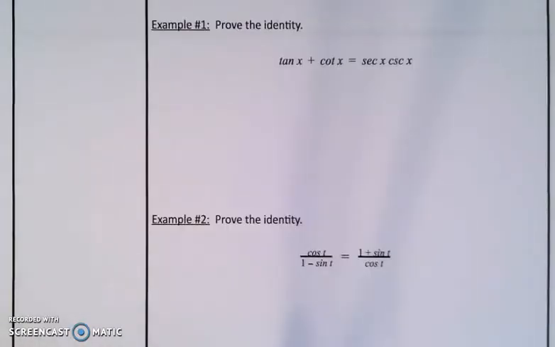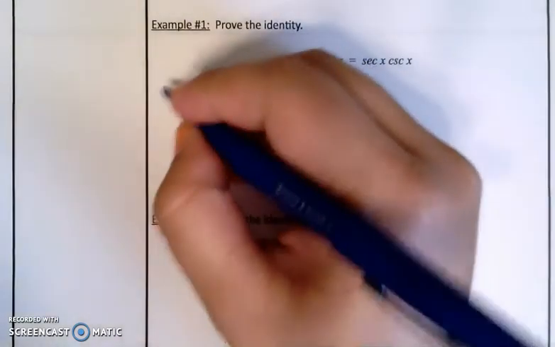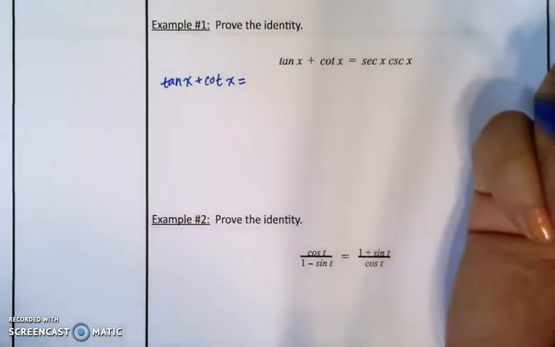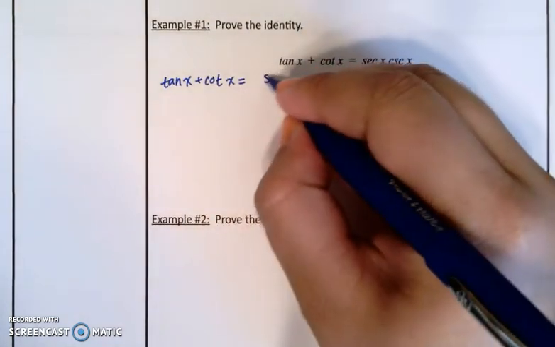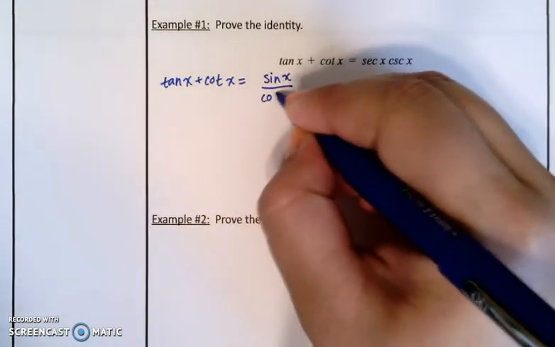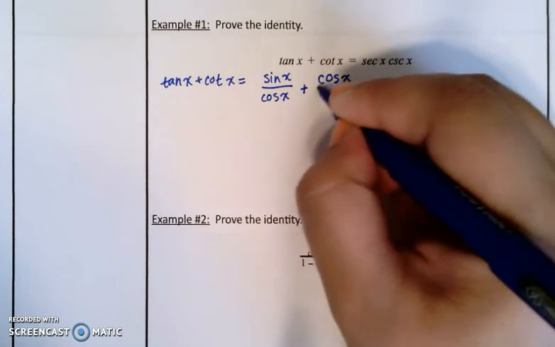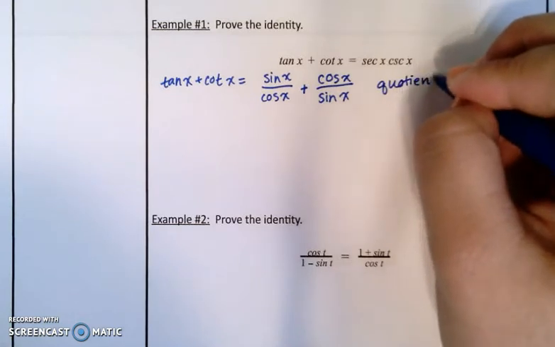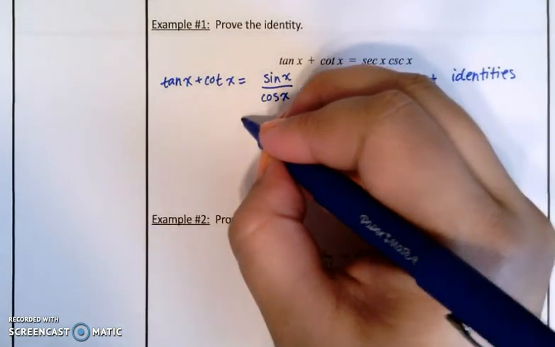All right, so with example one, we'll start with the tangent of x plus cotangent of x. So I'm going to rewrite that here. Tangent of x plus cotangent of x. And the first thing I'm going to do is rewrite these using their quotient identities. So tangent of x, remember, was sine of x divided by cosine of x, plus cotangent of x, which is cosine of x divided by sine of x. And this is the quotient identities.